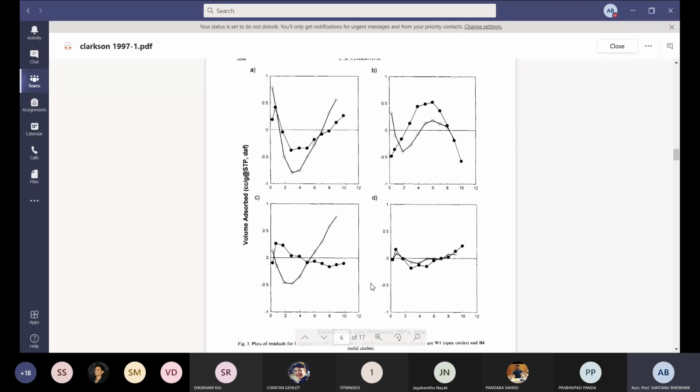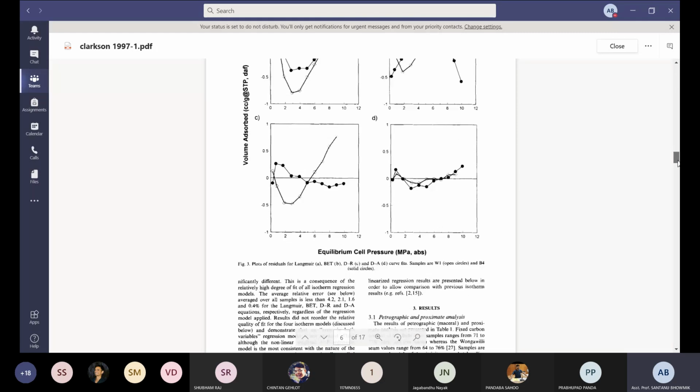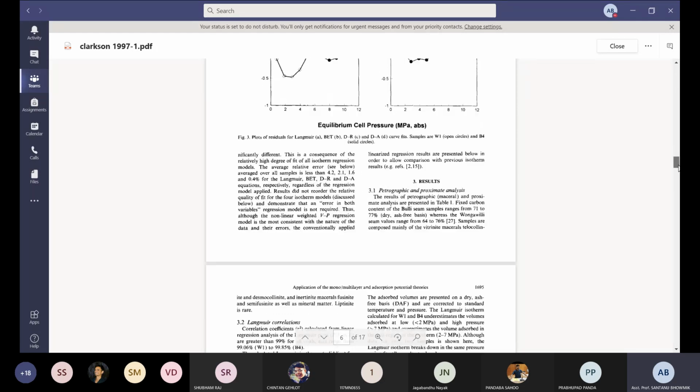Obviously you can see that for Langmuir and BET, the graphs are varying in a high range. For DR it is of low range, and obviously for the DA equation, this is very much accurate because there is no variation from the mean. So in this case, you can say that probably the DA equation will be better for the adsorption modeling.